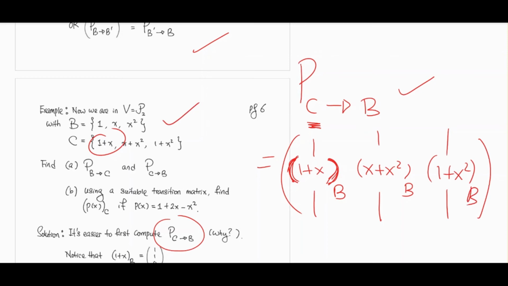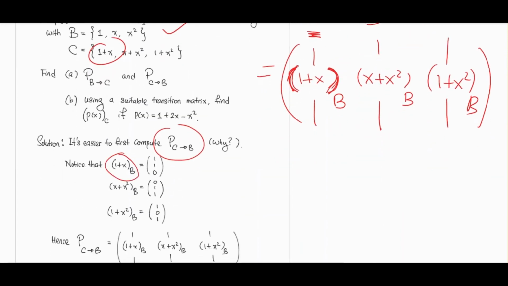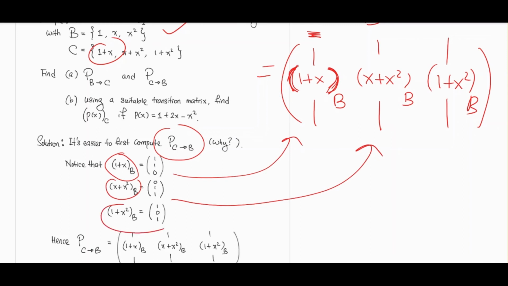But your basis B is the standard basis. So if your basis B is the standard basis, you can see that these coordinates are nothing but 1, 1, 0, and this coordinate is 0, 1, 1, and this coordinate is 1, 0, 1. You can see that very easily because your basis B is your standard basis.